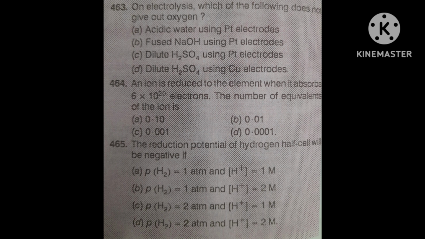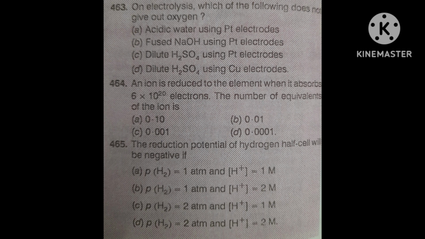Then E is equal to 0 minus 0.059 log pressure of hydrogen gas divided by hydrogen ion concentration. Now here you have to consider when E will be negative. When will it be negative? When pressure of hydrogen gas divided by hydrogen ion concentration is greater than 1. Less than 1 means the log will be negative, so E will be positive.